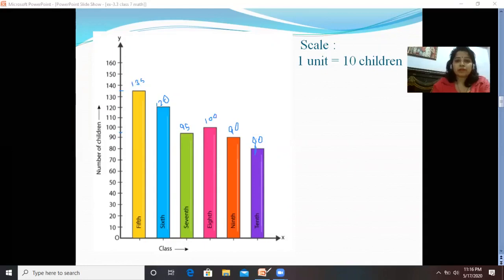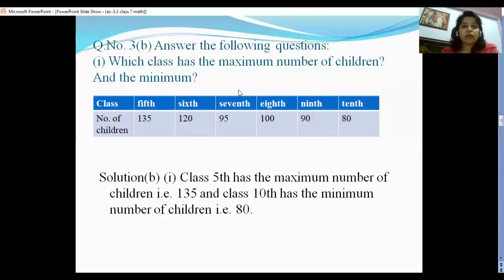Now next, question number 3, part B, first question. Which class has a maximum number of children and which has the minimum? From this data, you can easily identify 135 is the maximum number and the minimum number is 80. So according to this, we can write class 5th has a maximum number of children, that is 135, and class 10 has a minimum number of children, that is 80.